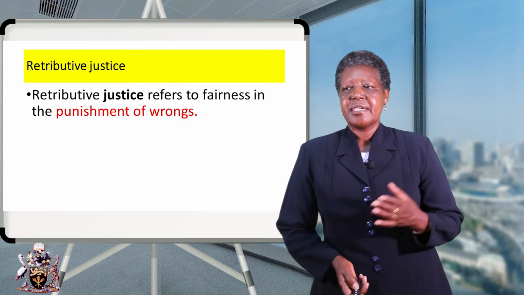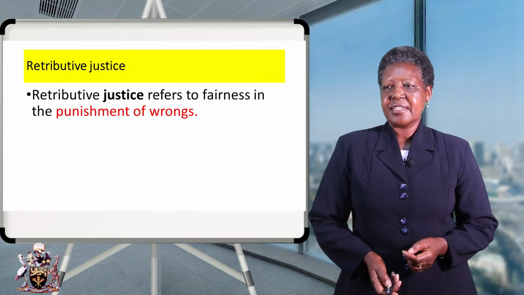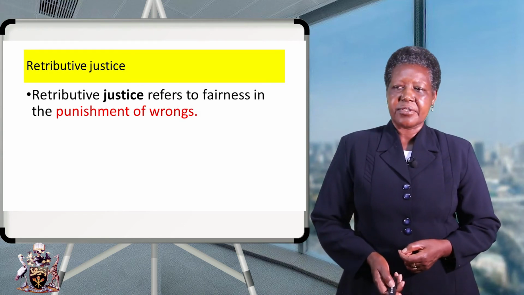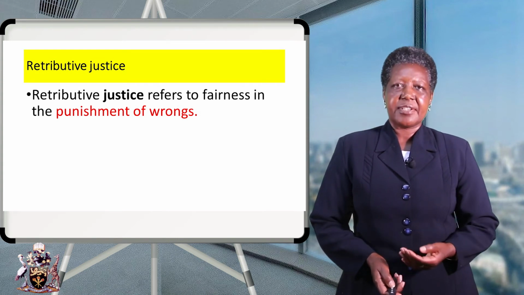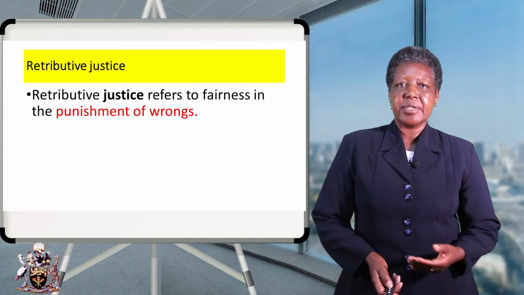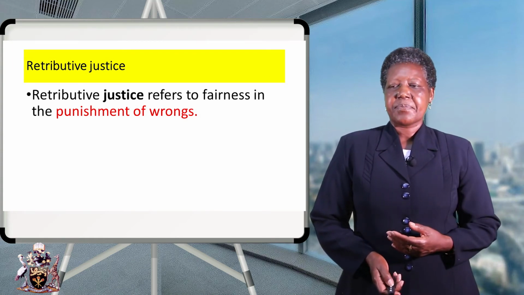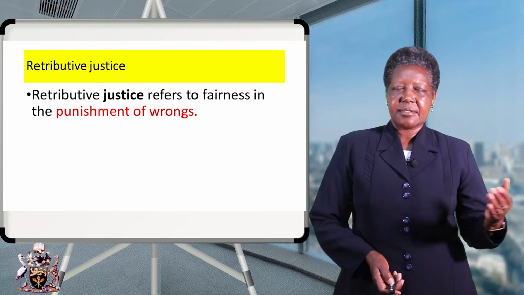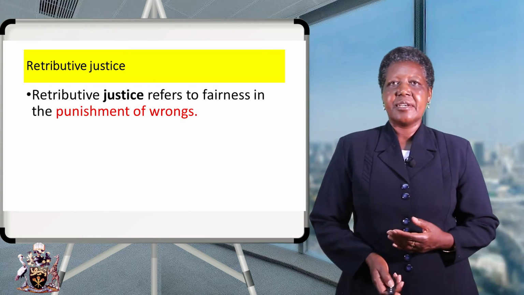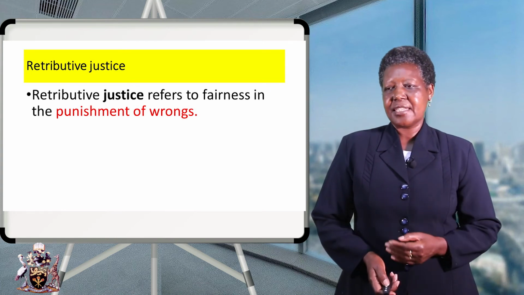Then there is what we call retributive justice. Retributive justice refers to the fairness in the punishment of wrongs. So for instance, if two people commit an offense, say two employees come late, and then they are punished. Are they punished justly, both of them? Or one is forgiven and the other one reprimanded? So there would be retributive justice in that sense.